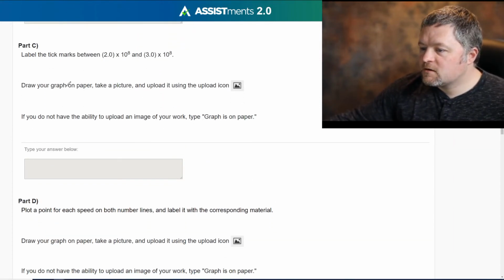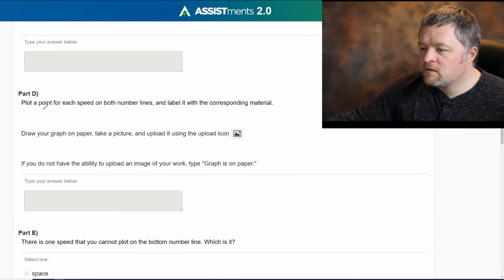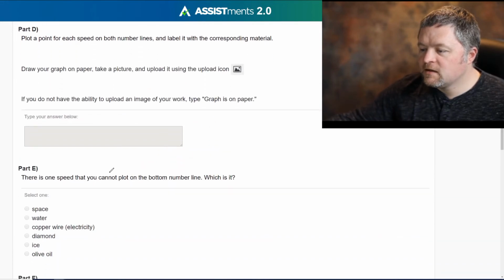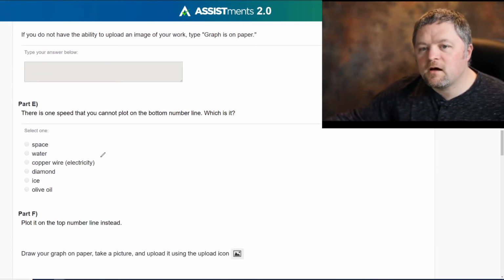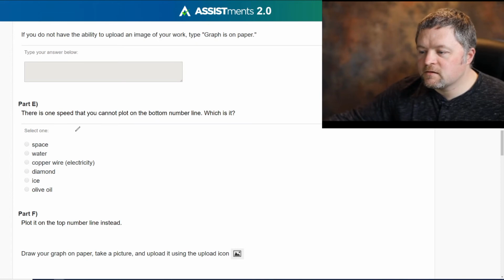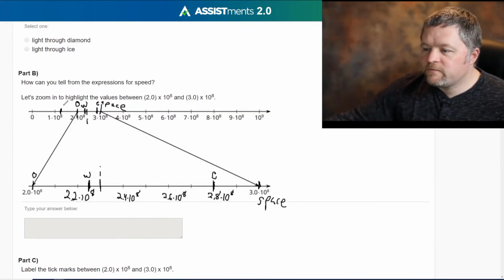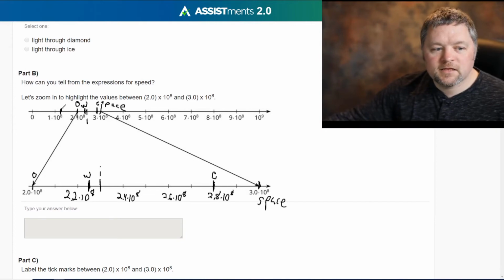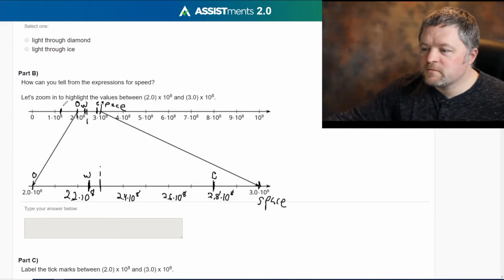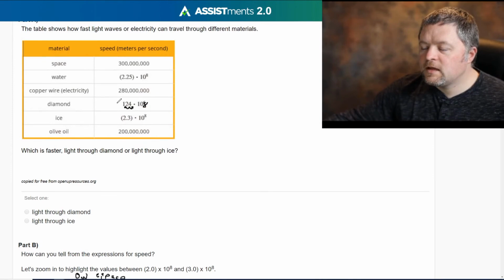Label the tick marks, draw your graph, plot a point for each on both number lines. We did that. There's one speed you cannot plot on the bottom number line. We talked about that a little bit. Which one didn't fit? It's clearly this one that doesn't show up on the one zoomed in. And that is diamond.